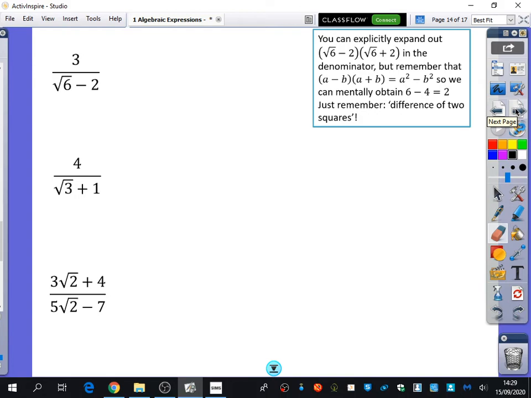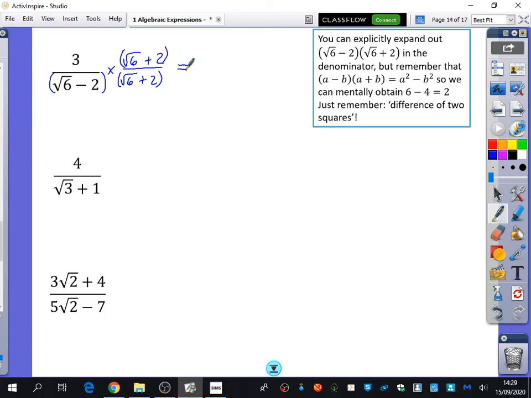So let's have a look at this. We've got 3 over root 6 minus 2. So I'm going to multiply the top and bottom by root 6, no, root 6 plus 2. Root 6 plus 2. And again, I like seeing these brackets because they remind me about how I'm going to do all of this expansion.